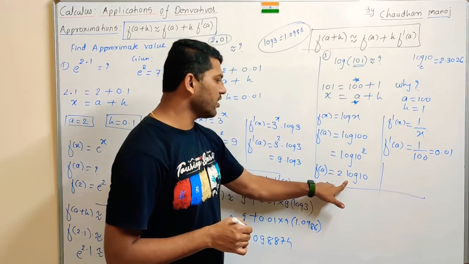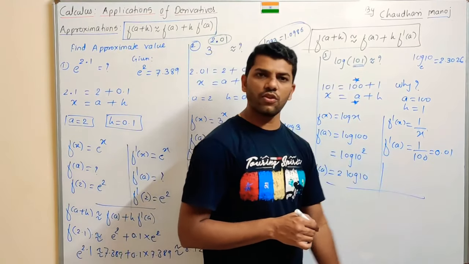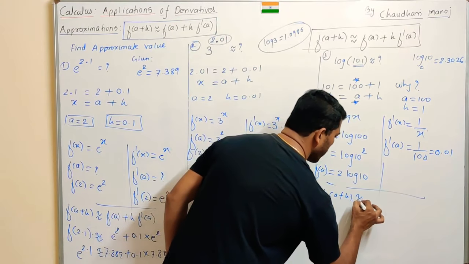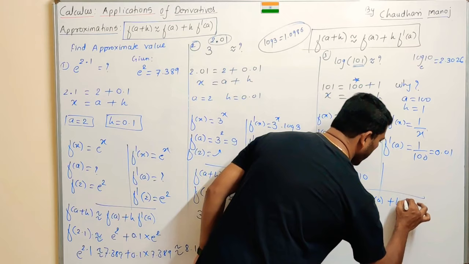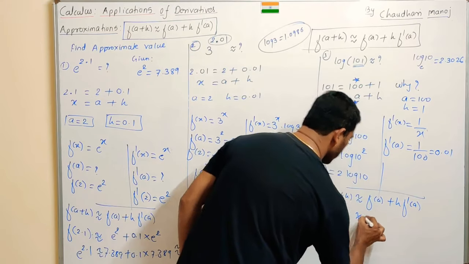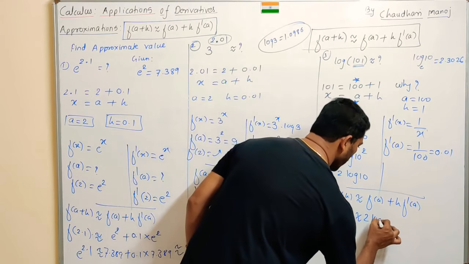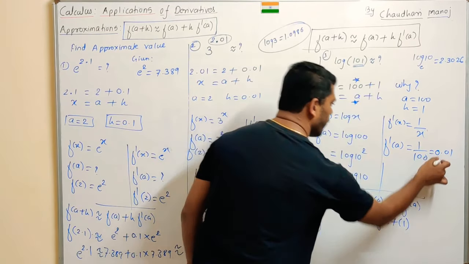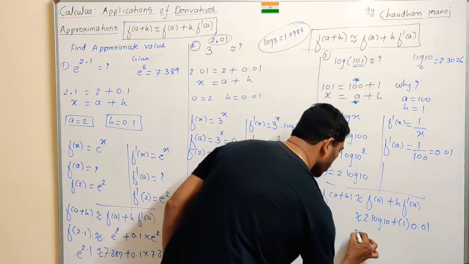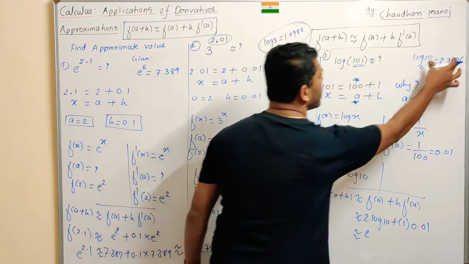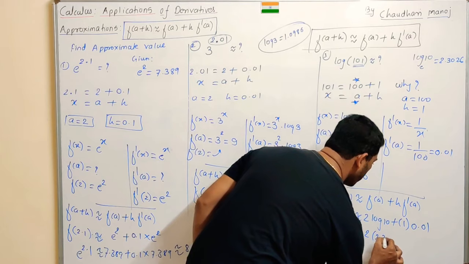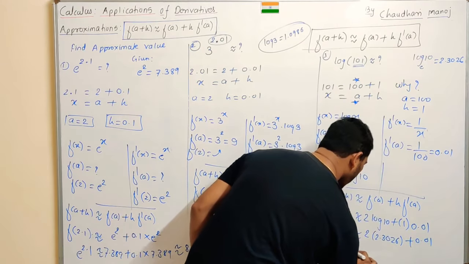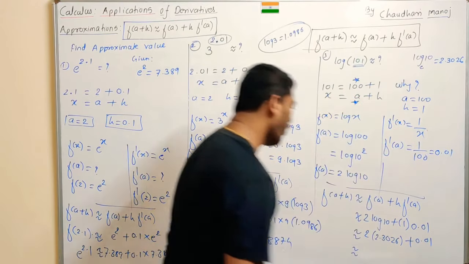f of a is twice of log 10, f dash of a is 0.01. Let's substitute in this formula. So f of a plus h is approximately equal to f of a plus h into f dash of a. So f of a is this one, twice of log 10 plus h value. In this case it is 1, and f dash of a is 0.01. So just substitute the log 10 value, which is given as 2.3026 plus this is 0.01, and I am keeping the rest of the calculations for you.